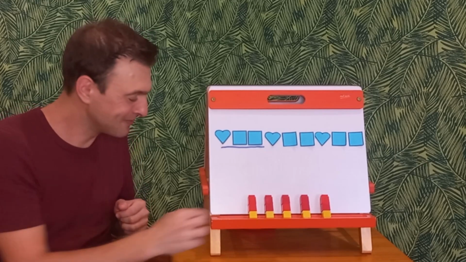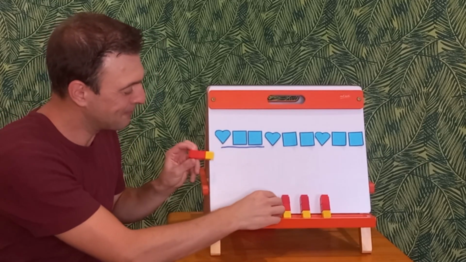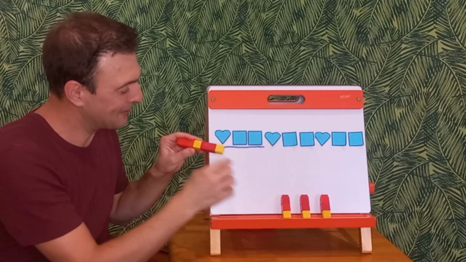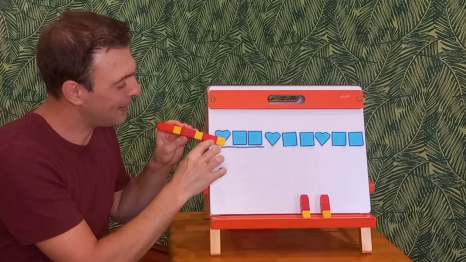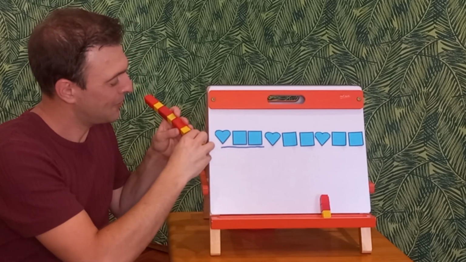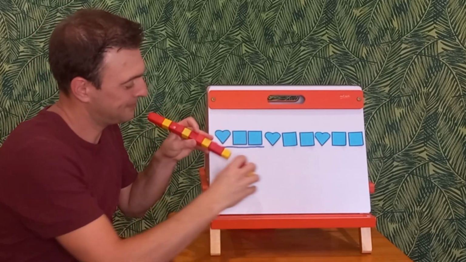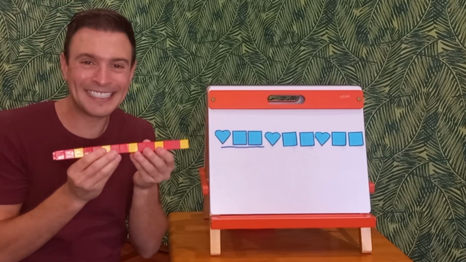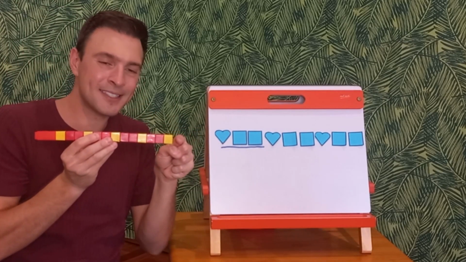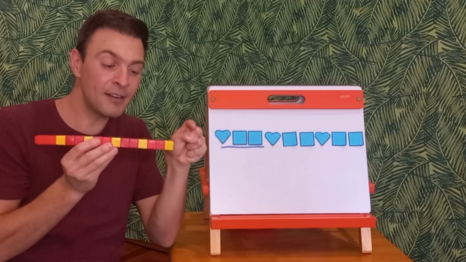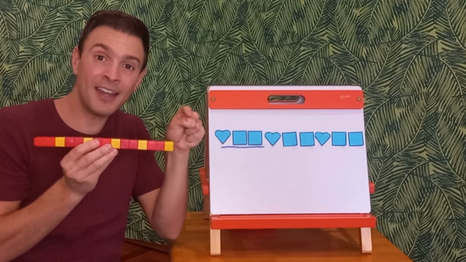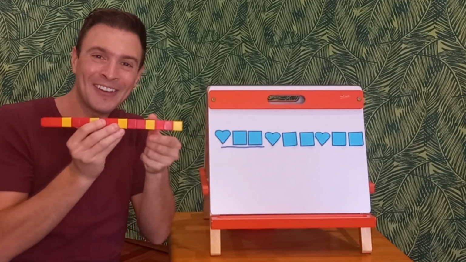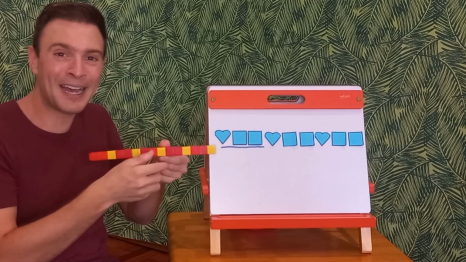Are you ready? We've got red, red, yellow, red, red, yellow, red, red, yellow, red, red, yellow, and red, red, yellow. Look at that. What do you think will come next? Red, and then red, and then yellow. Great job. Another great three-part pattern.